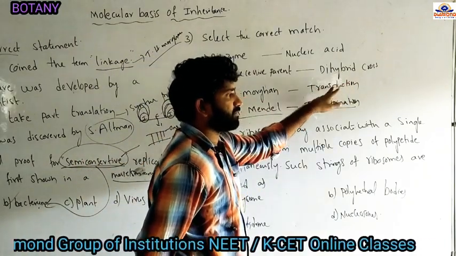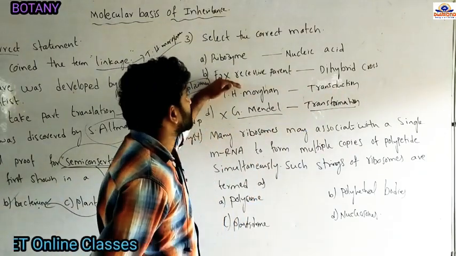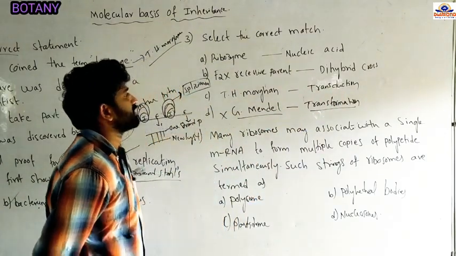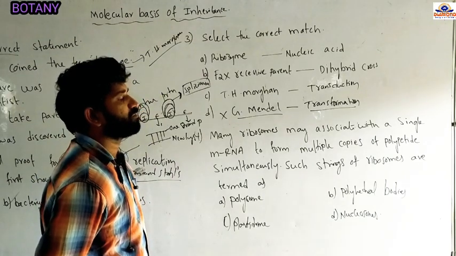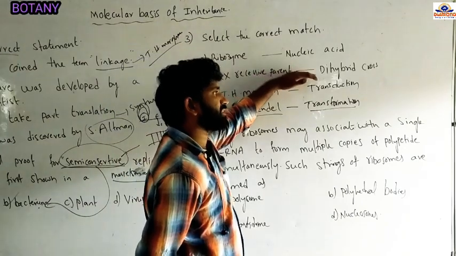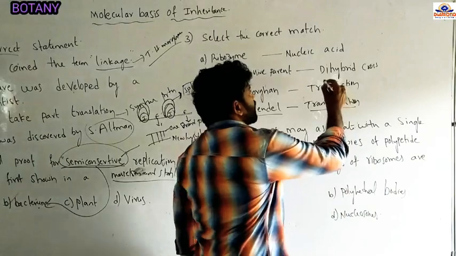T.H. Morgan identified the concept of linkage. And the F2 generation cross with the recessive parent is done to determine the genotype of the unknown organism. They have given it as a dihybrid cross.